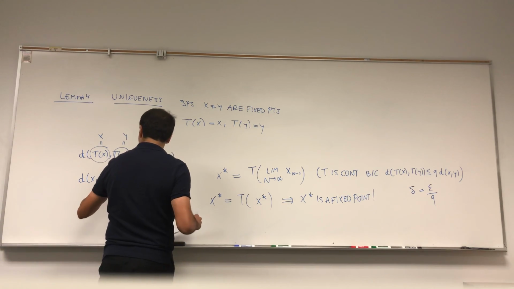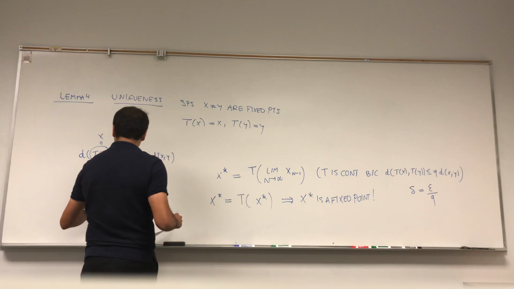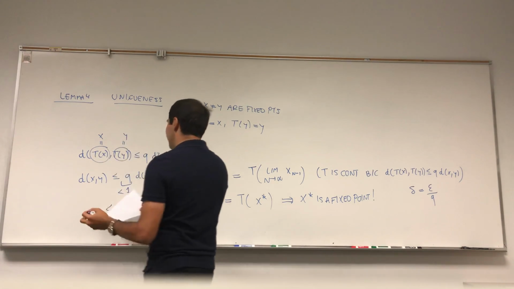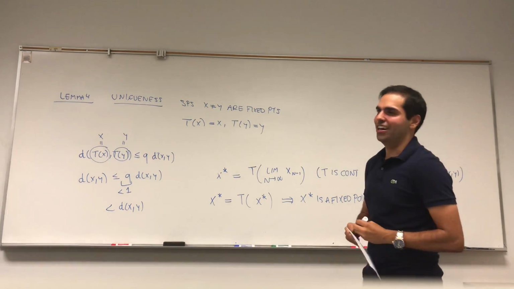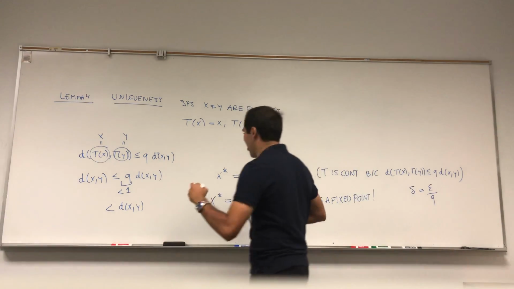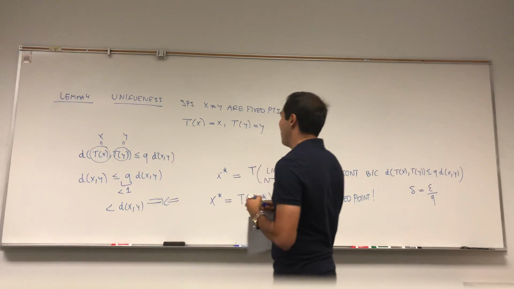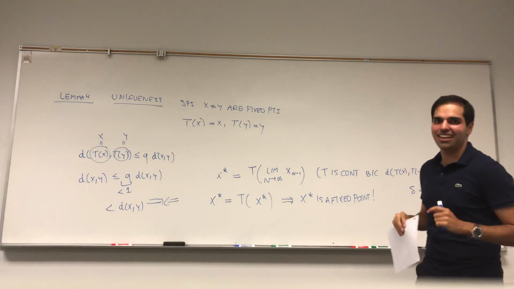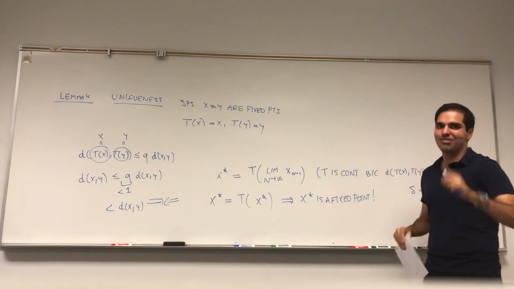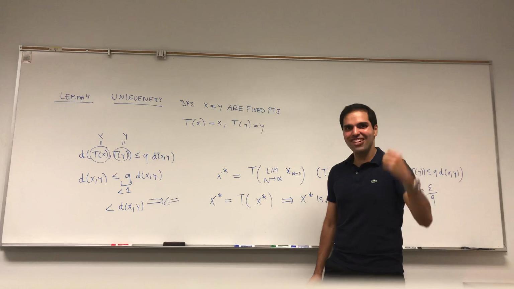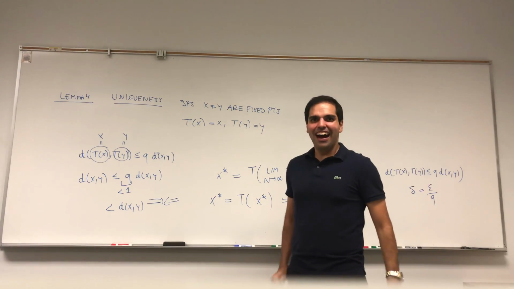But remember, q was less than 1. So we get that d of x, y is strictly less than d of x, y. And this is a big no-no. So it's a contradiction with the fact that there are at least two fixed points. So there can only be one. It sounds like a 300 movie or something.